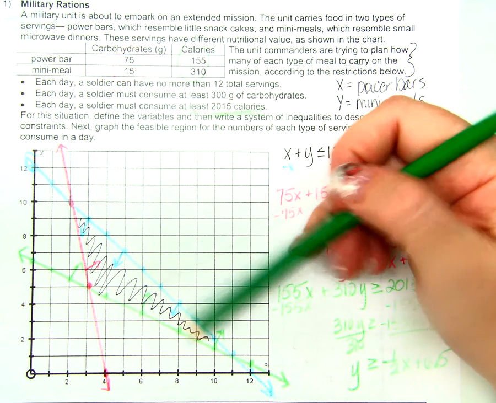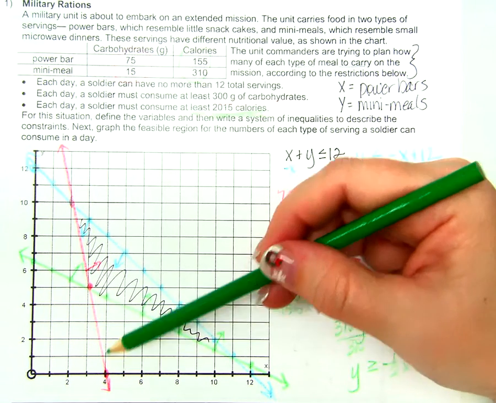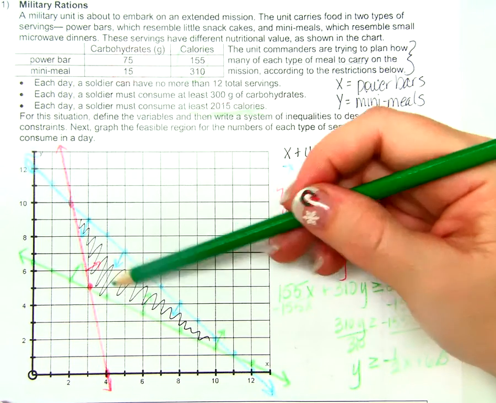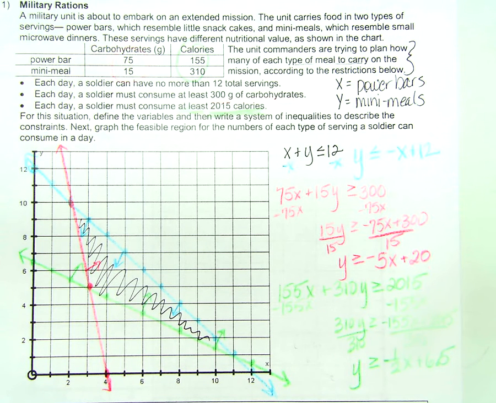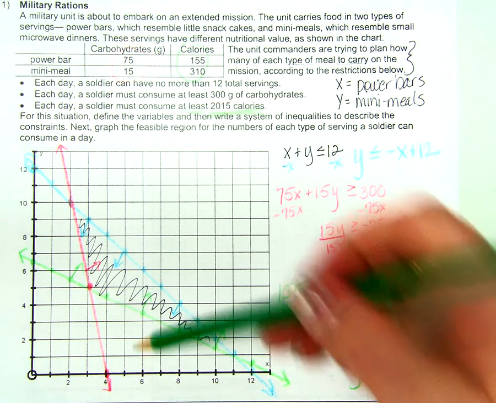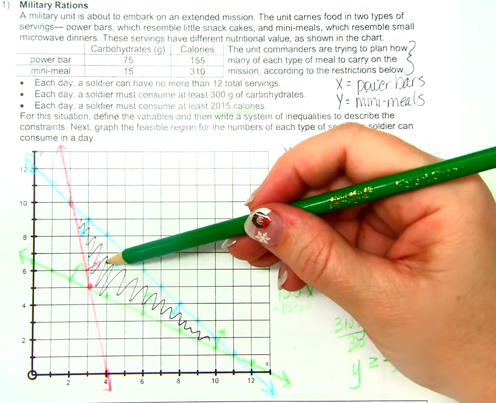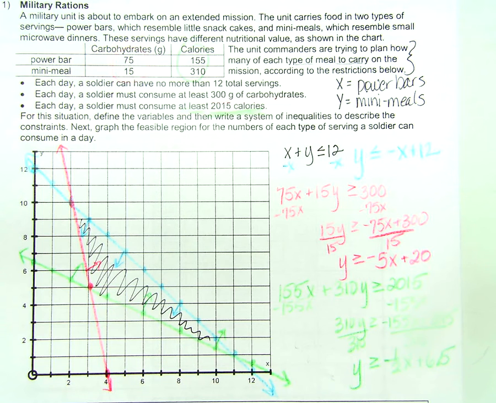Okay? Tell me another solution. 4 power bars and 6 mini meals. Is that a solution? Yes? How many solutions do I have again? I have a lot. Now, if we want to be specific and a little more clear, I have less than I normally would because can I have half a power bar? No, so it's only really these points right here, the integers, that I can count as solutions, right? I'm not going to worry about that because I don't have to list all of them, do I? What do I have to list?